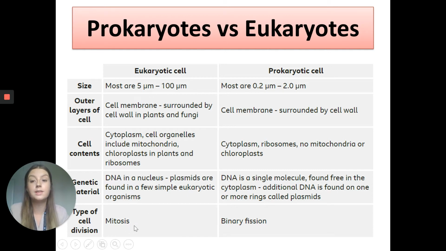Okay, and then when we look at cell division, now in a later video we'll talk about mitosis in a bit more detail, but eukaryotic cells, the type of cell division is mitosis, whereas prokaryotic cells, it's binary fission. Now, binary fission is asexual.